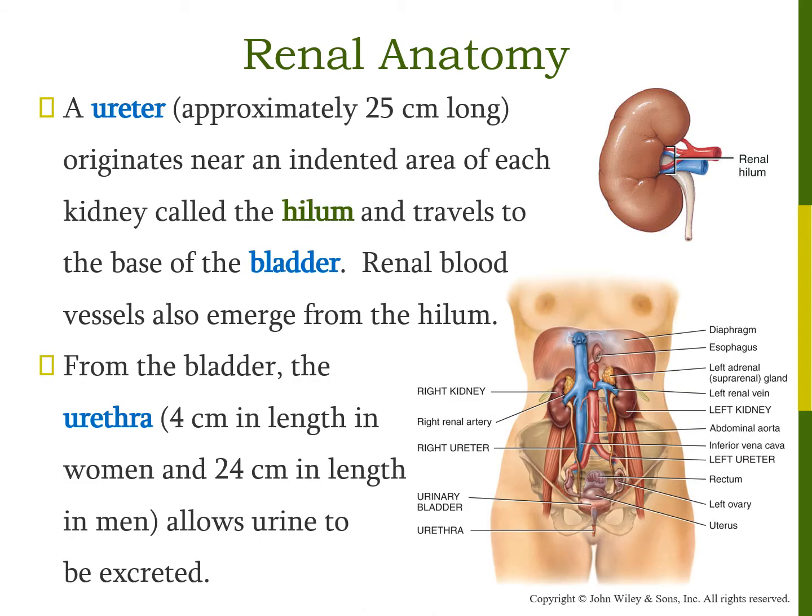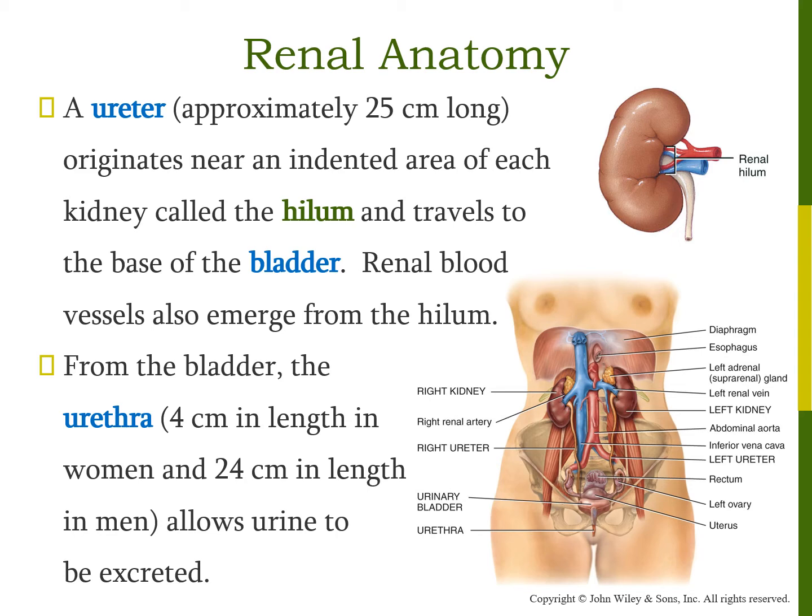Here is a brief introduction to the other structures of the urinary system. A ureter, which is approximately 25 centimeters in length, originates from the medial indentation of each kidney hilum and extends to the base of the bladder. The ureters transport urine from the kidneys to the bladder for storage. Also emerging from the renal hilum are the renal artery, the renal vein, and, as we mentioned, nerves and lymphatics.